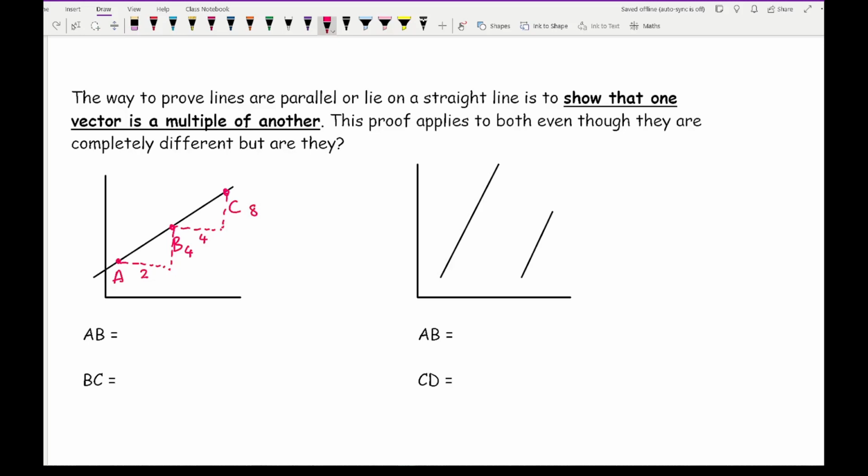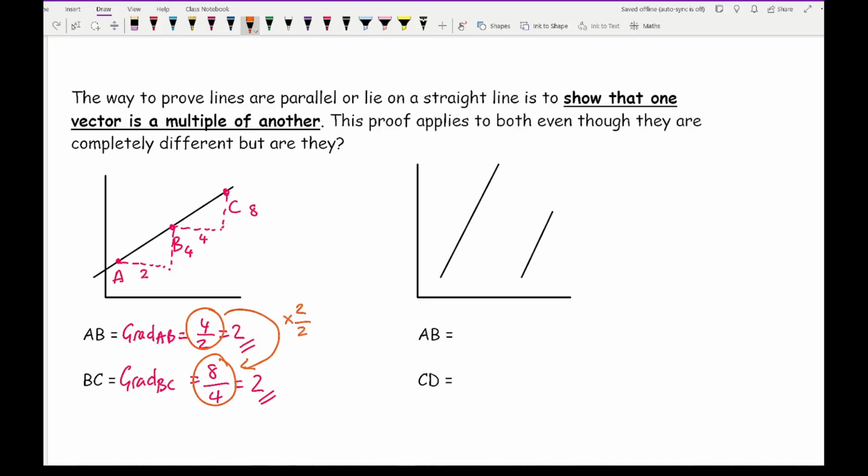Here the gradient of AB is 4 over 2, which is 2, and the gradient of BC is 8 over 4, which is also 2. You can see that they've both got the same gradient. However, the calculations are using different numbers. To get from this calculation to that calculation, all I've got to do is multiply both numbers by 2.